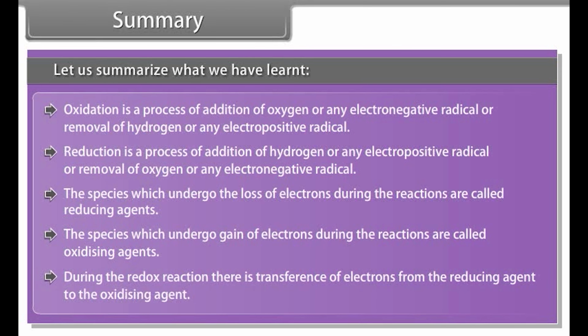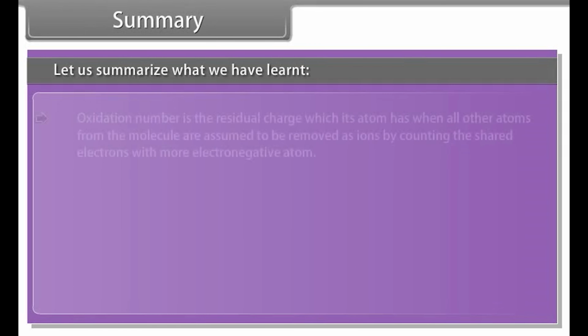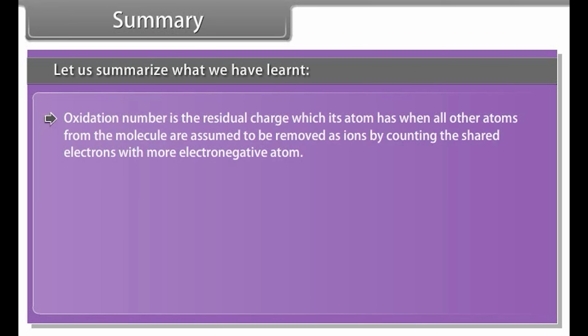During the redox reaction, there is transference of electrons from the reducing agent to the oxidizing agent. Oxidation number is the residual charge which an atom has when all other atoms from the molecule are assumed to be removed as ions, by counting the shared electrons with the more electronegative atom.